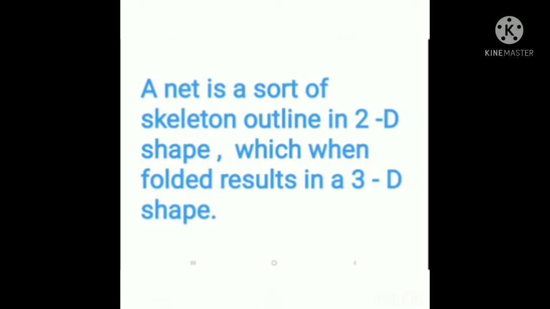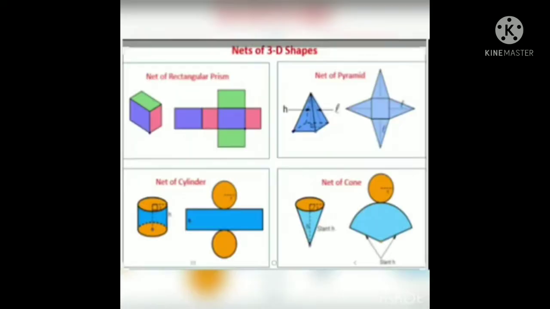So in order to make these solid shapes we need some nets, so that when folded we'll get the required solid shape. These nets are a rough skeleton of plane shapes. So what are the plane shapes we studied? Rectangle, square, triangle, etc. With the help of these plane shapes we can make the skeleton, that is the net of solid shapes. Some examples we can see.